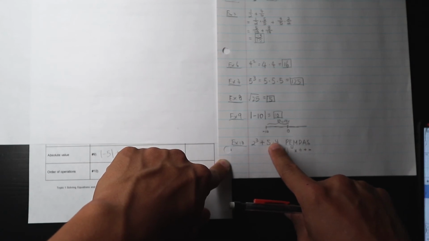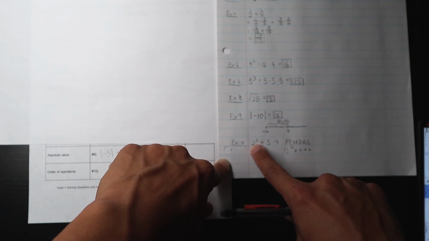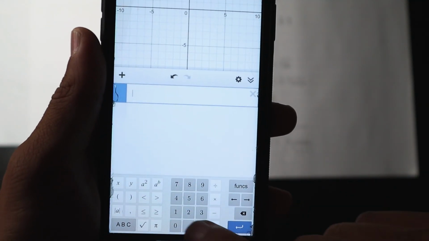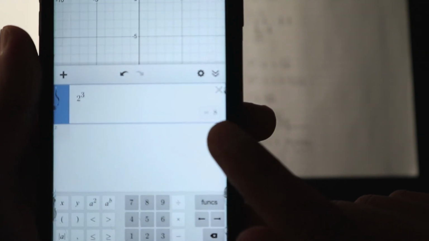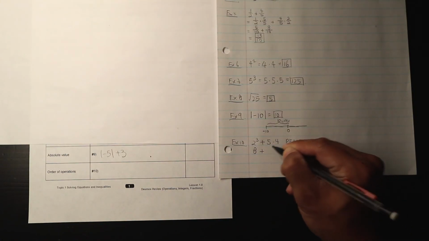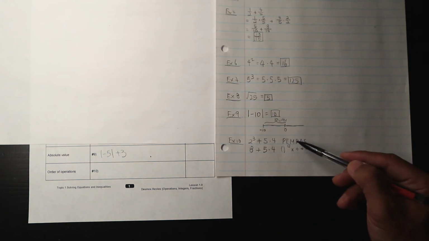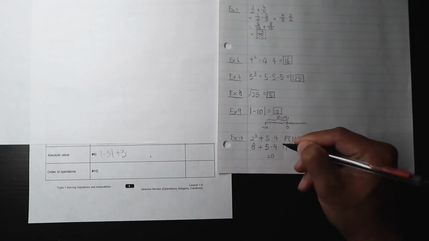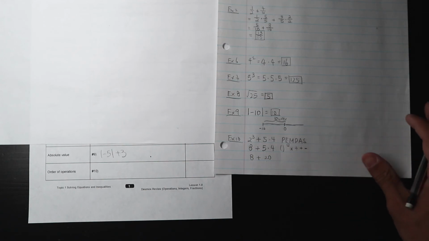So you look at this expression and you see that there is an exponent first. So you're going to simplify what is 2 times 2 times 2, or 2 to the third power. On your calculator, you're going to press 2 to the third power, like this. So 2 to the third power is 8. So we're going to put 8 in the middle, right here. 8 plus 5 times 4. Now you're left with addition and multiplication. According to PEMDAS, you're going to multiply first. So you do 5 times 4, which is 20. And then you add 8 and 20 together to get your final answer.